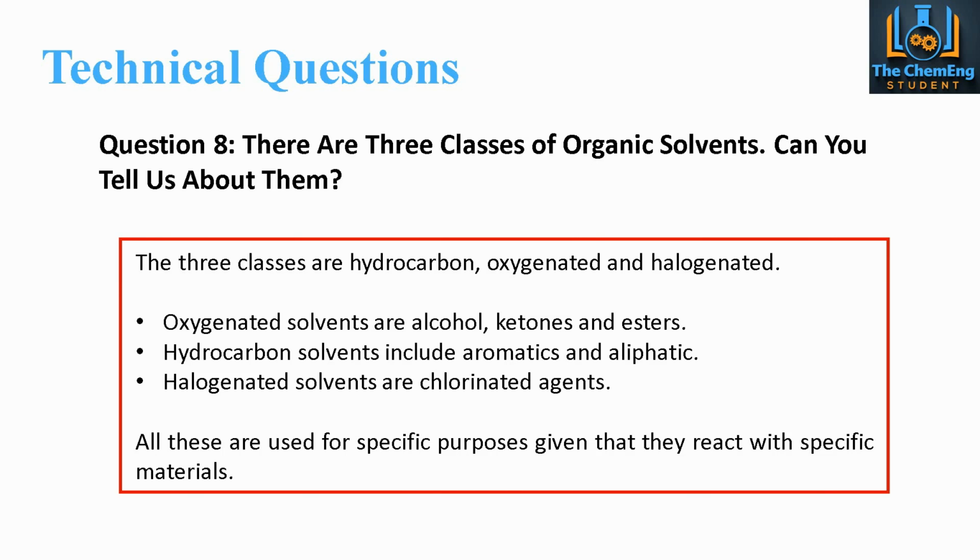So that's things like alcohols, ketones, esters. Granted, these are hydrocarbons, but they perform oxygenation reactions. And the halogens, so the halogen series, which contains chlorine, fluorine, etc., then an example here being chlorinated agents. Now, they're all used for specific purposes, and which one is going to be the best solvent to use depends on the material and the nature of the chemical reaction that you are actually going to use.